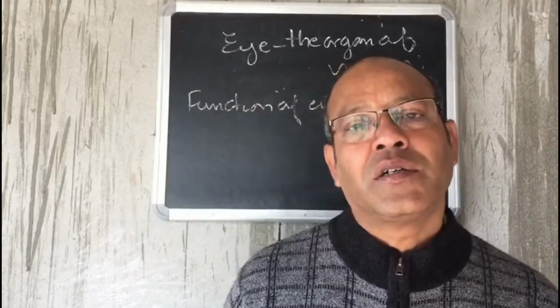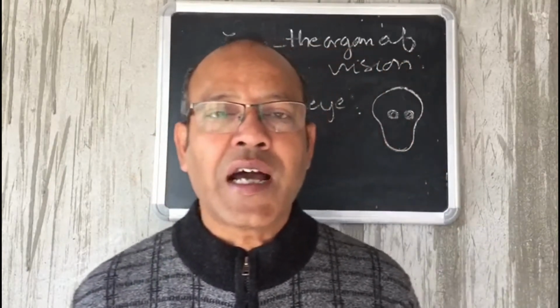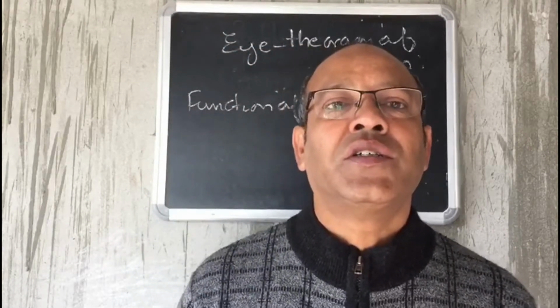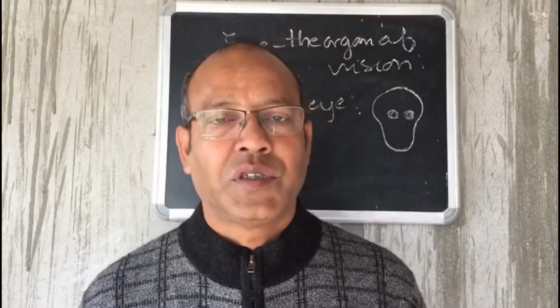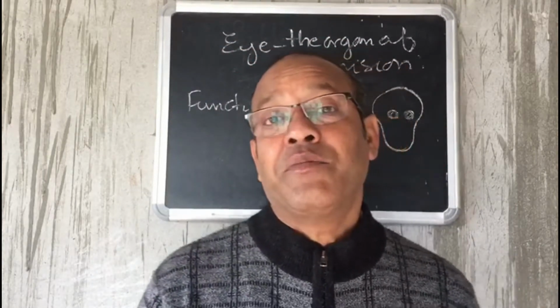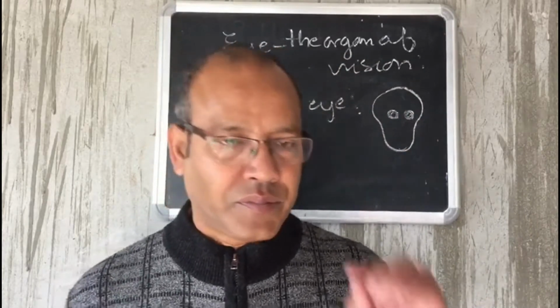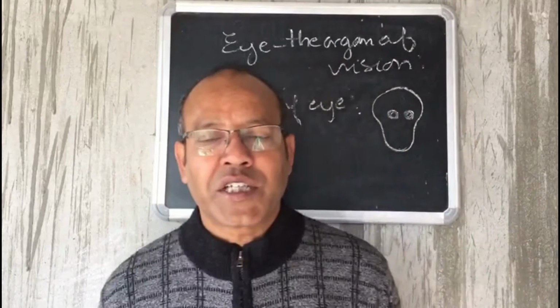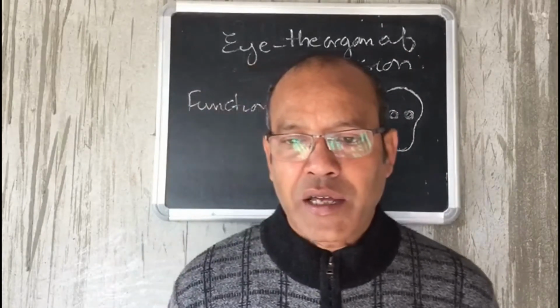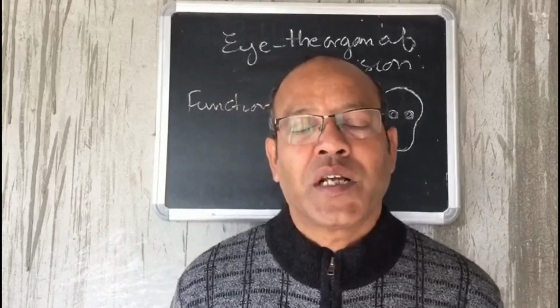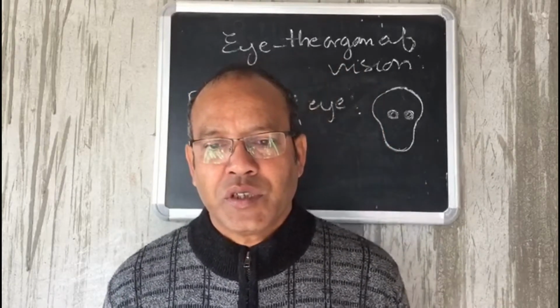Another important function of the eye is it helps us to see 3D vision. 3D vision means it has length, breadth and height. All three-dimensional images can be seen with the help of the eye. Eye helps us to see in dim light as well as in bright light.